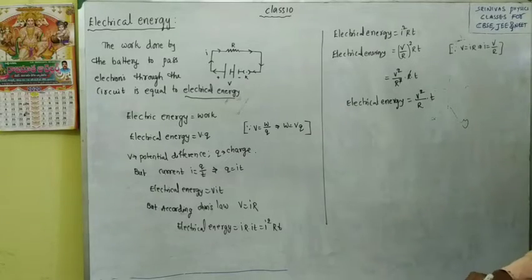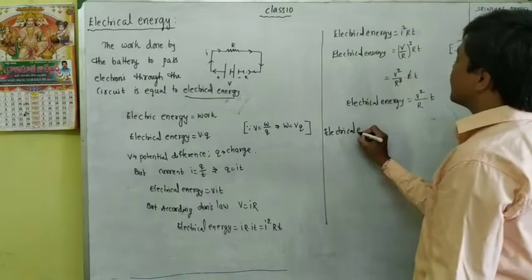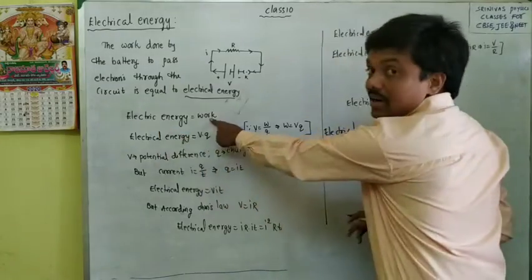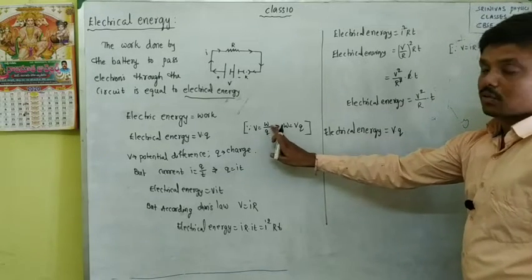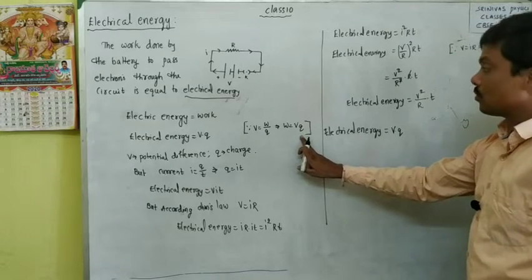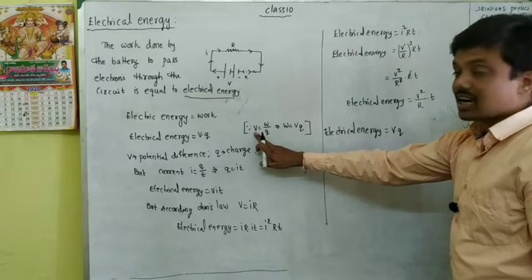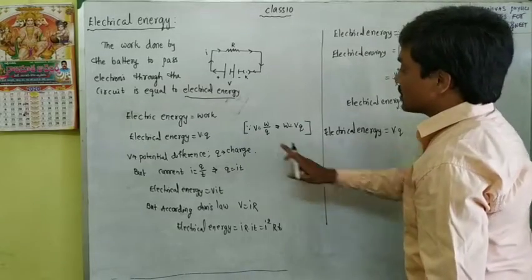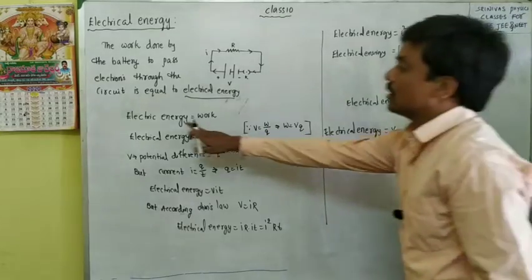We derived several formulas for the electrical energy. I will combine and write them. Electrical energy is equal to, firstly, the work done by the battery. Work is what? Potential into charge, because potential difference is equal to work by charge. We take Q to the left side, then W equals VQ. In lecture number 2, in the previous video, we discussed potential difference: potential difference equal to work by charge, W equal to VQ. Electrical energy equal to work.